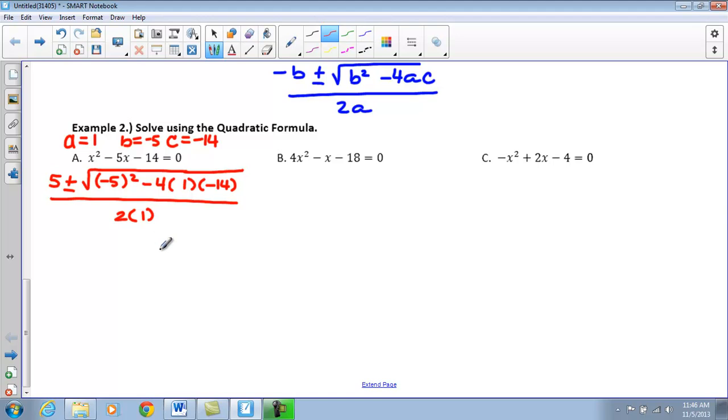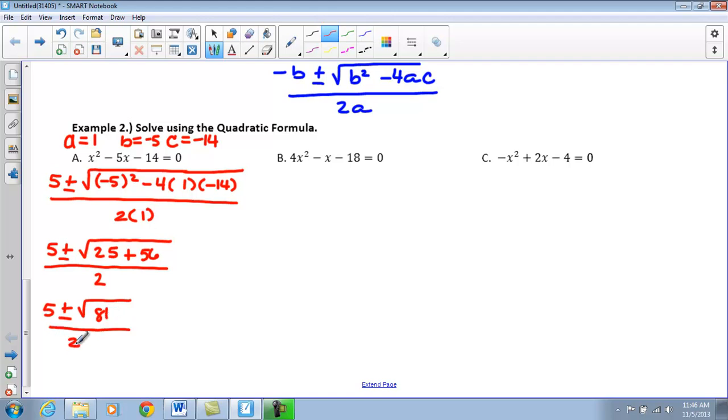So now if I simplify it underneath the radical first, I have 5 plus or minus 5. Negative 5 squared gives me a positive 25. Then I have negative 4 times 1 is a negative 4 times a negative 14 is going to be a positive 56, all divided by 2. So now I have 5 plus or minus the square root. I'm going to combine these two here, and I get 81, all divided by 2. So now I want to take the square root of 81, which is 9. So I have 5 plus or minus 9 over 2.